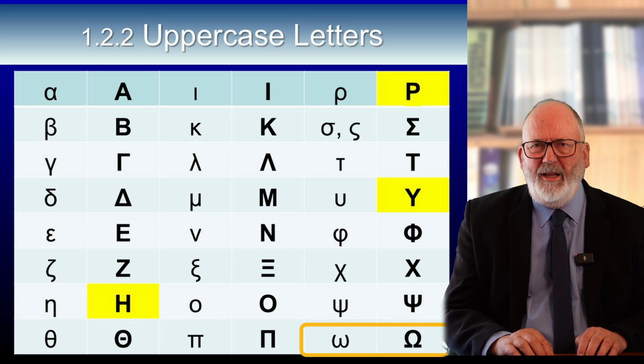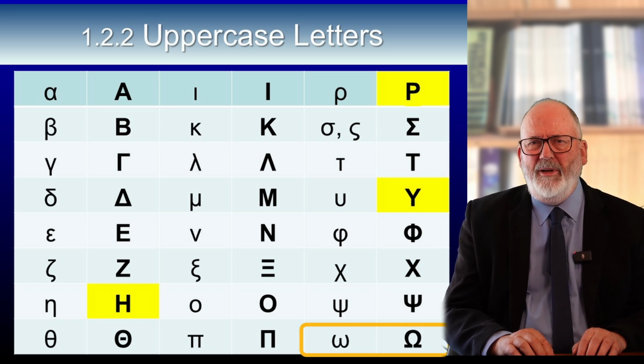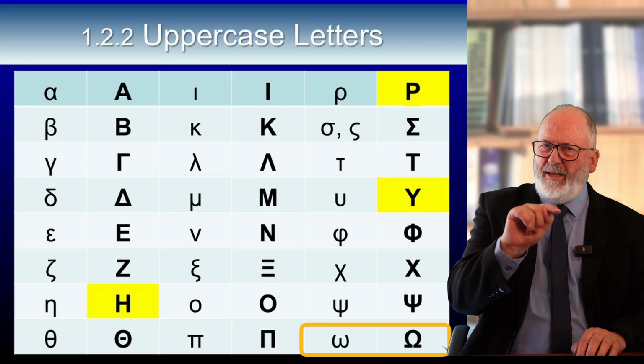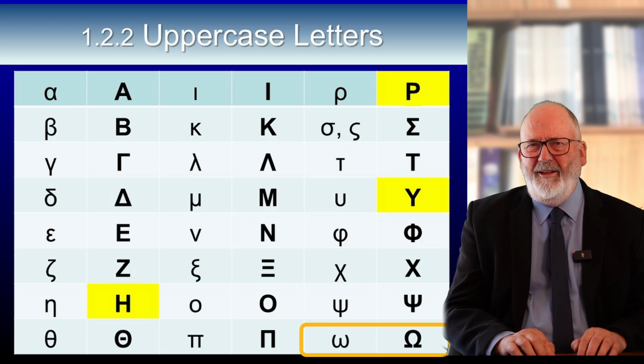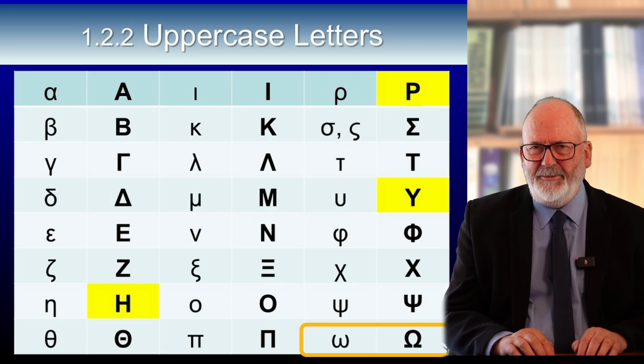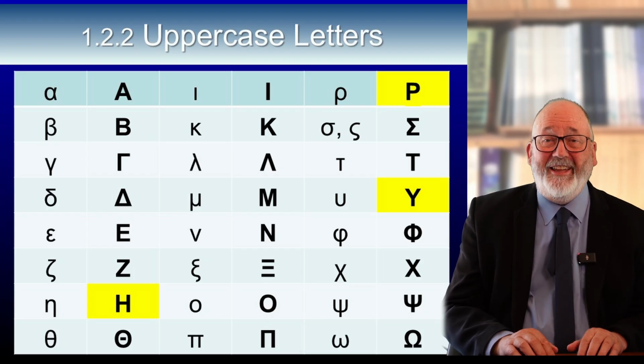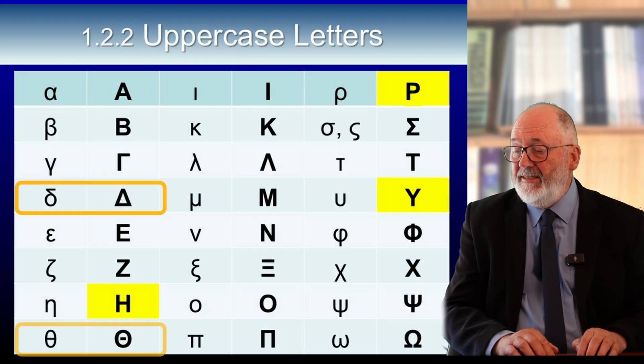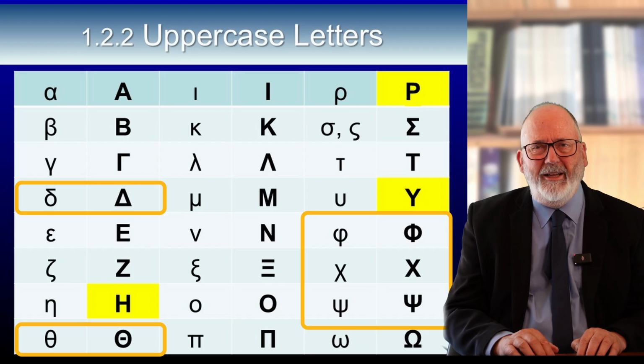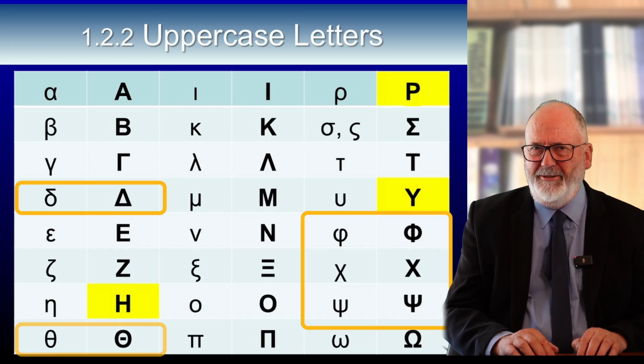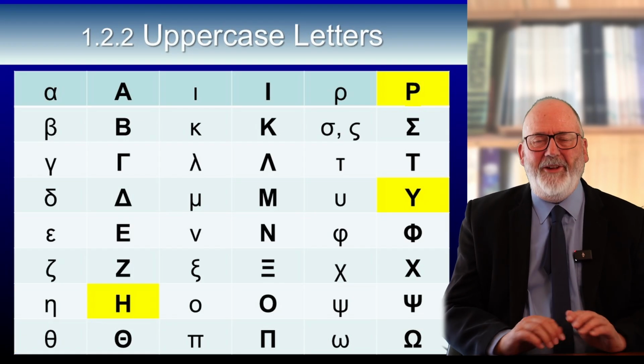For example, Omega is the name of a watch brand, and you find the big Omega sign on many of their advertisements. And furthermore, the capitals of the letters delta, theta, psi, and phi may be familiar to you. There are some gotchas though.